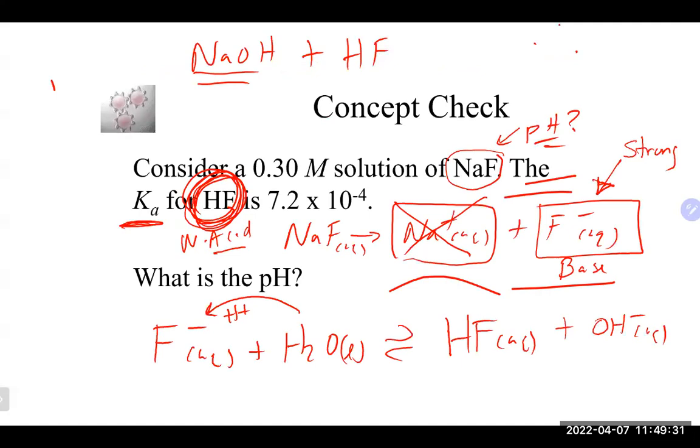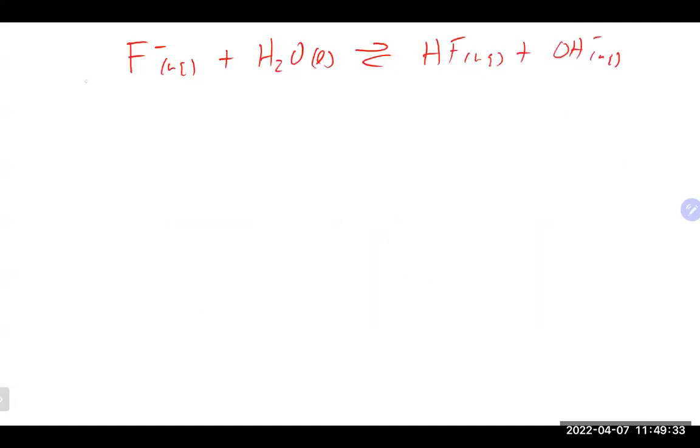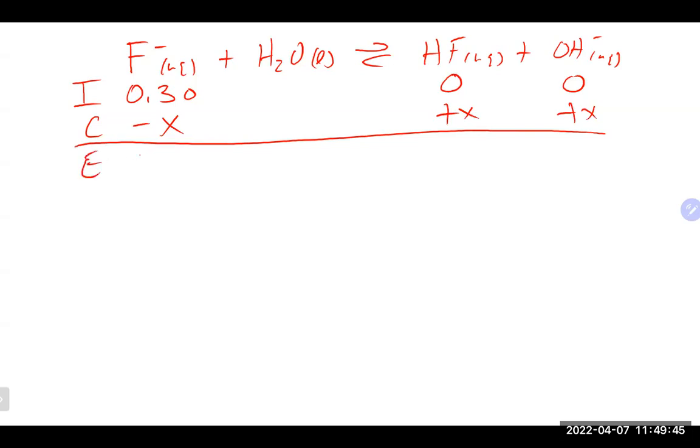So it's 0.3, it looks like. So we're going to do our ice table here like normal, 0.3. This is going to be 0 and 0. This will be minus X, plus X, plus X. This is then going to carry down 0.3 minus X, X, and X. Any questions on the ice table here?